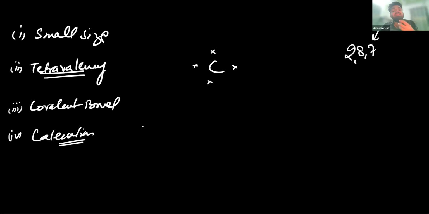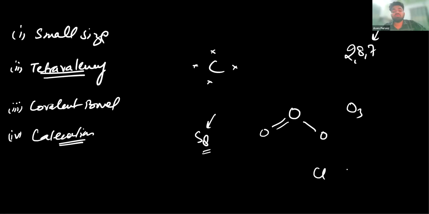It is the self-linking property of an element by which its atoms can make bonds with similar kinds. Means, for example, oxygen shows catenation property up to 3 atoms: in ozone, oxygen makes bonds as O3. Sulfur makes S8, meaning 8 sulfur atoms combine together to form S8 molecules. So sulfur shows catenation property up to 8 atoms.